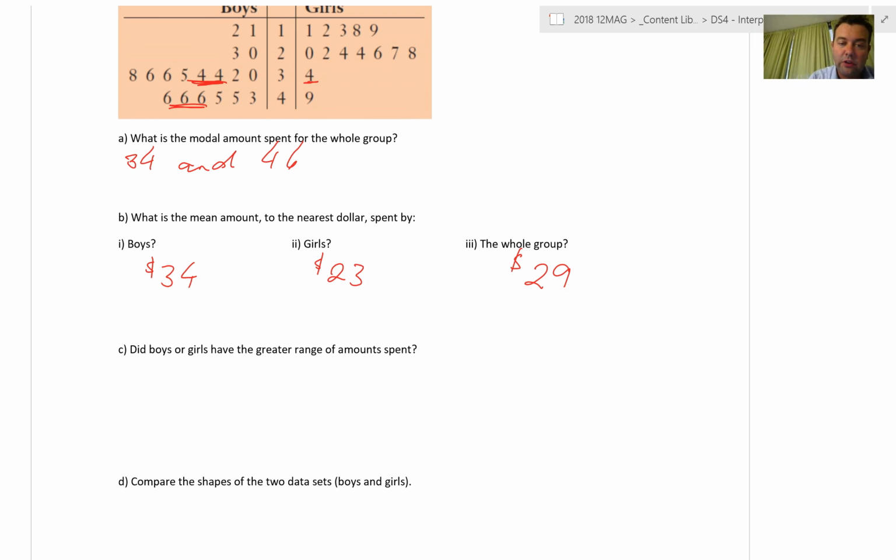Did the boys or girls have a greater range of amounts spent? Well, the boys range between 11 and 46. The girls range between 11 as well, but slightly higher at 49. So the girls, I'm going to say 49 minus 11. Oh, this machine is driving me crazy. 49 minus 11 equals $38 range. That's the greatest range.